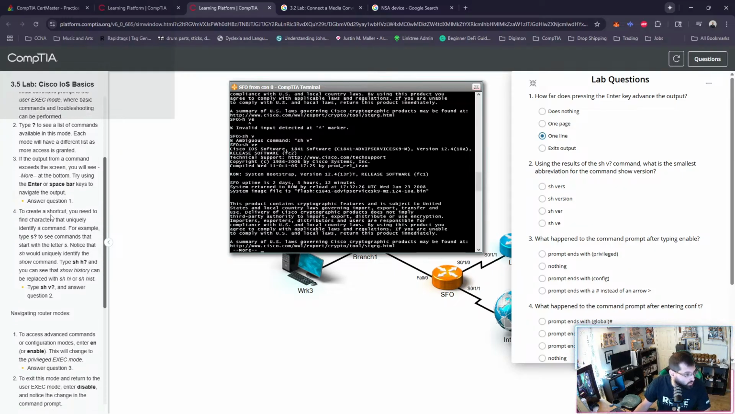Okay, create a shortcut. You'll need to find characters that uniquely identify a command. For example, type S to see commands that start with the letter S. Notice that SH would uniquely identify the show command. Type SHH and you can see that it shows history. And you can repeat that SHI or SH hist. Type SHV and answer question 2.